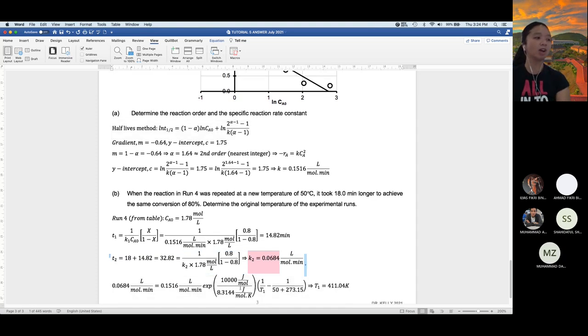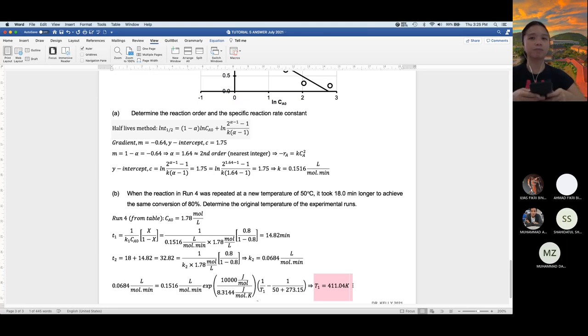Barulah kita boleh mencari, since kita dah tahu K1, K2, T2 dan Ea in the question, then only you can find the temperature, the original temperature, which is 411.04 Kelvin, ataupun dalam Celsius, 411.04 tolak 273.15 is about 137.89.